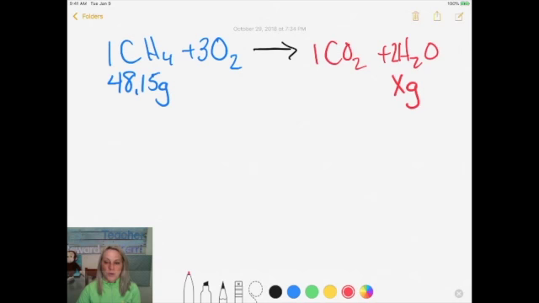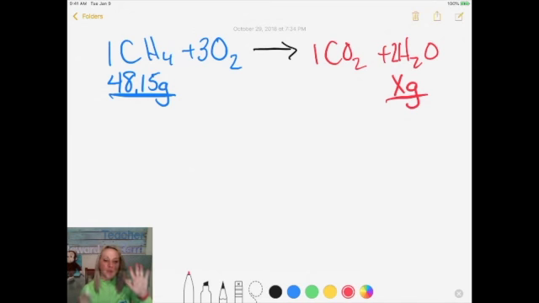In this next example, we're going to start with 48.15 grams of methane, and we want to identify how many grams of water are produced. So before we can start anything, we must make sure that the equation is balanced. In this case, it is already balanced. So we have 1 methane to 3 oxygen gases to produce 1 carbon dioxide and 2 water molecules.